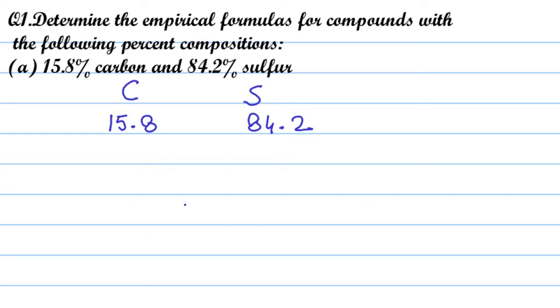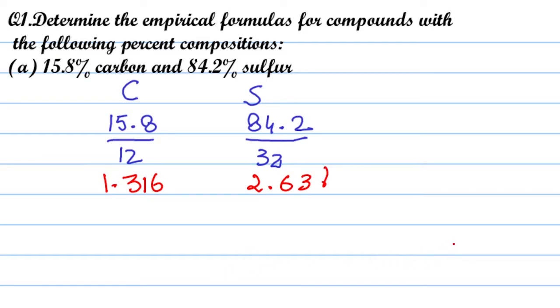Next we have to divide all of these masses by their respective molar masses. Carbon has a molar mass of 12, whereas sulfur has 32. After calculating the moles, we get the answer for carbon as 1.316 and for sulfur 2.631.